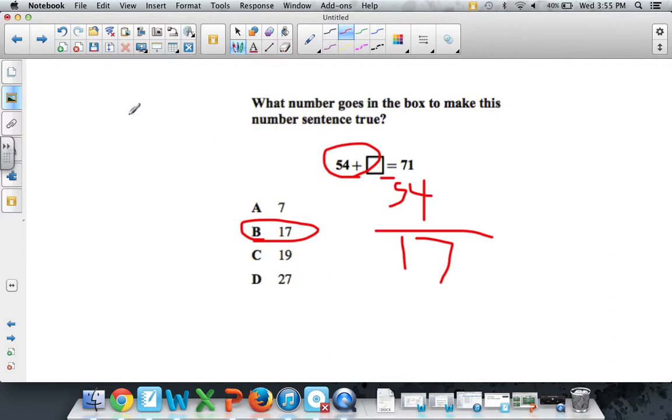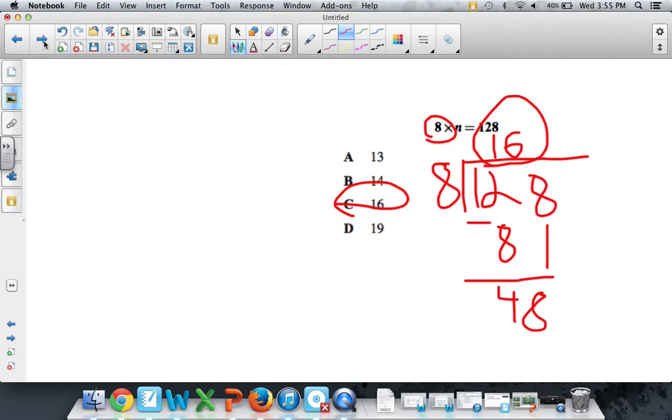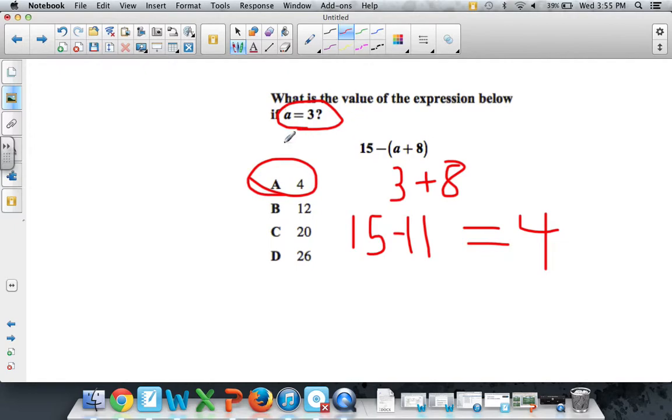Please remember, blanks, variables, they just mean you have to figure out what goes there instead. And when they tell you what something is, put it in there. Substitute. And if you know how to do a little math, you'll usually end up at the right answer.